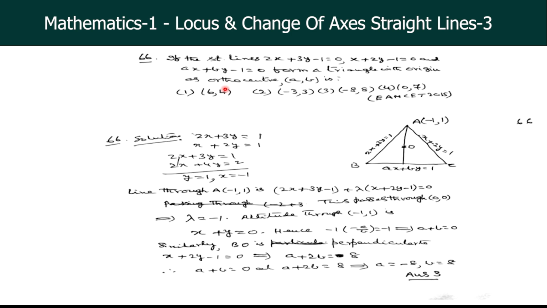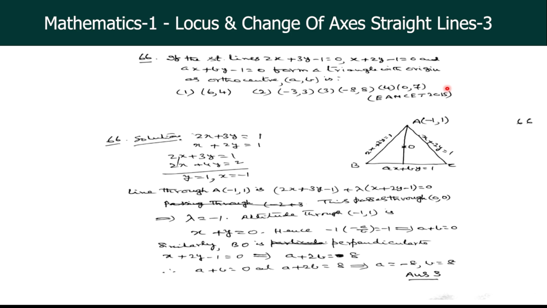Next. If the straight lines 2x + 3y - 1 = 0 and x + 2y - 1 = 0 and ax + by - 1 = 0 form a triangle with origin as orthocenter, then (a, b) is: 1) (6, 4), 2) (-3, 3), 3) (-8, 8), 4) (0, 7). And this is also asked in EAPCET 2015.